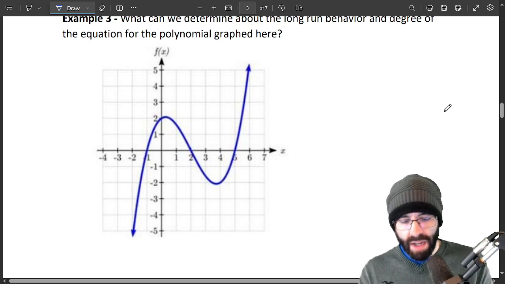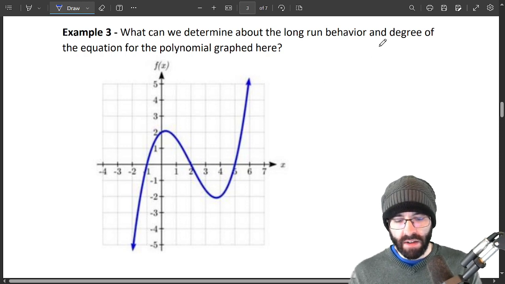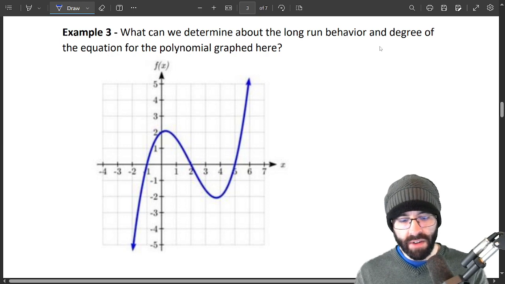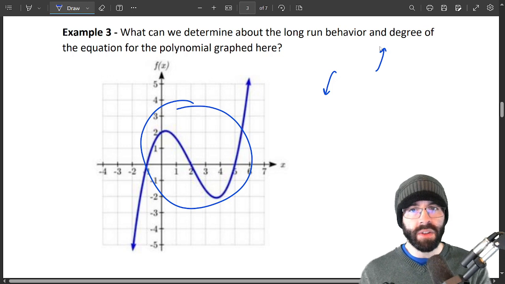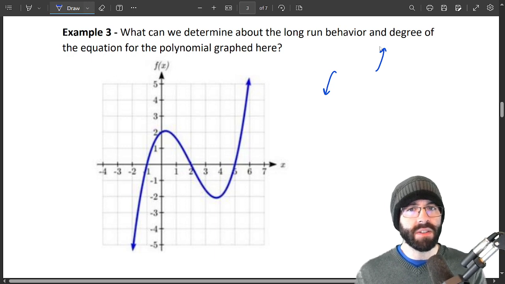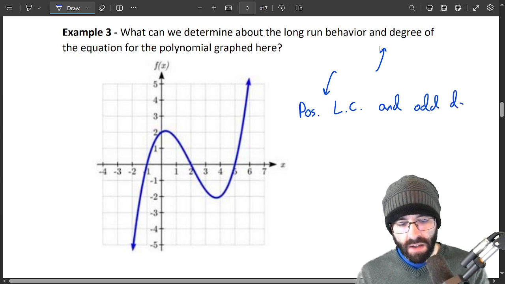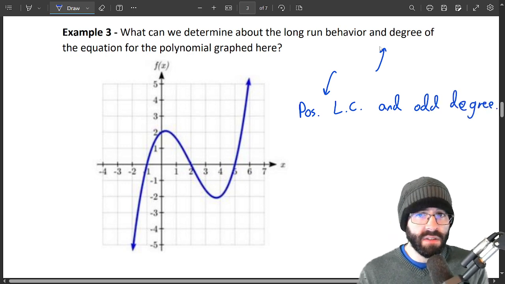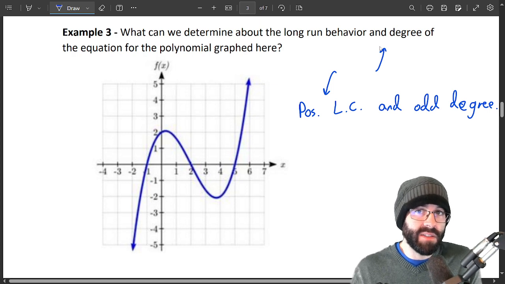So what can we determine about the long-run behavior and the degree of the equation for the polynomial graphed here? Well, what situation do we have for long-run behavior? It's going up to the right, and it's going down all the way to the left. For long-run behavior, we don't care about the middle part. We only care about what's outside of the circle here. What situation is that? It's one that looks kind of like a positive cubic. We know that it must have a positive leading coefficient and odd degree. And it looks like a cubic function, but it actually might not be a cubic function. It looks like one, but it could be a fifth degree polynomial actually.